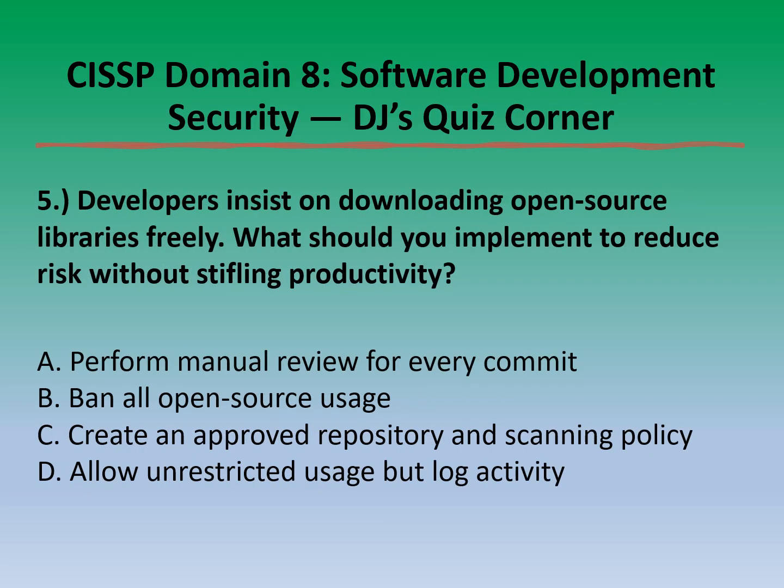Question 5. Developers insist on downloading open source libraries freely. What should you implement to reduce risk without stifling productivity? A. Perform manual review for every commit. B. Ban all open source usage. C. Create an approved repository and scanning policy. D. Allow unrestricted usage but log activity.